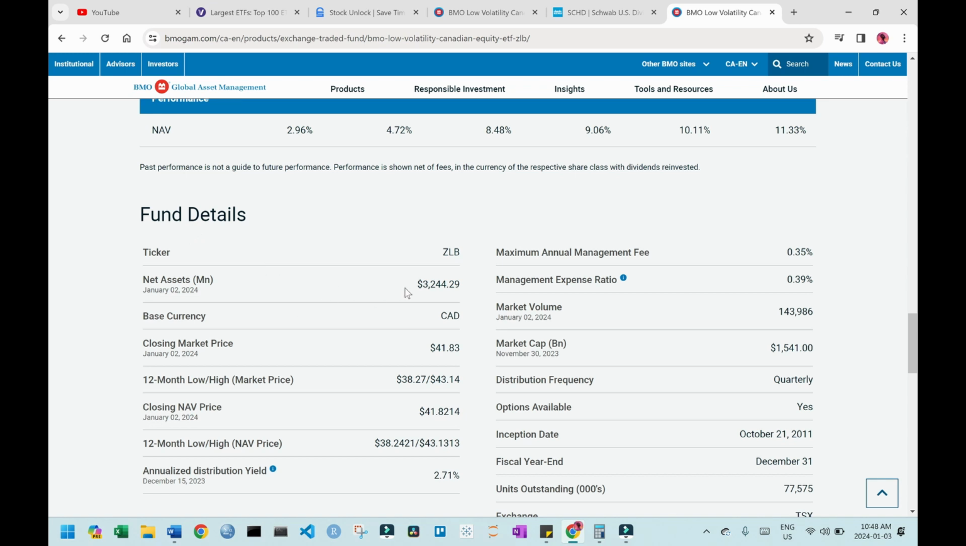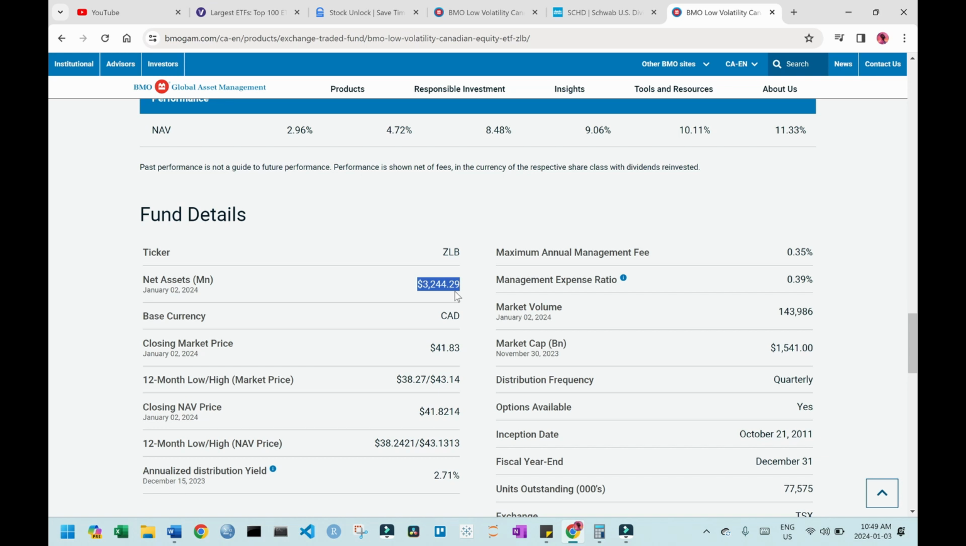I would look at the total assets under management, and you can always calculate this by taking this closing price and multiplying it by the units outstanding, which is pretty much all the individual securities that people own, and you'll get this right here. So I am now aware of how large the fund is.